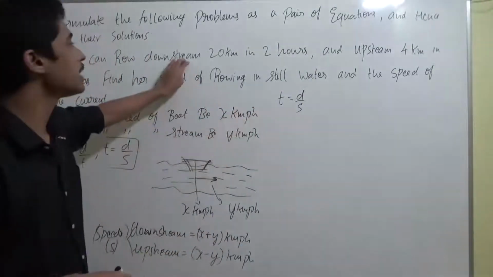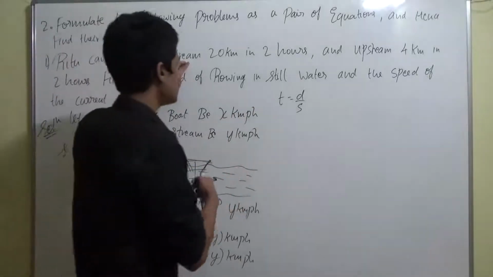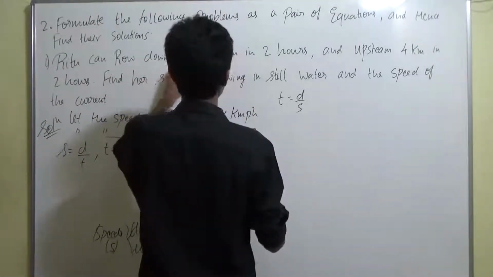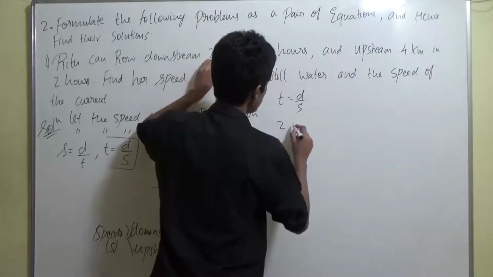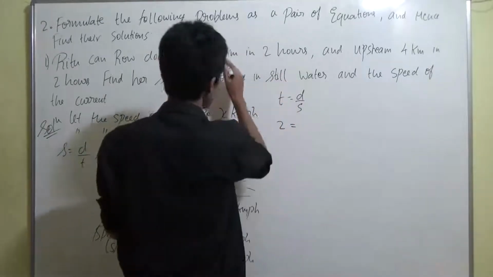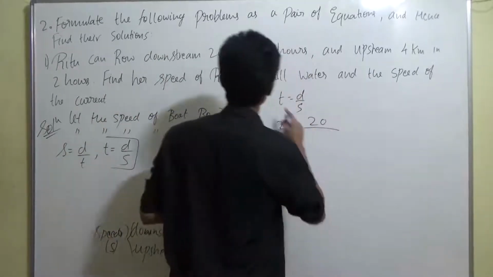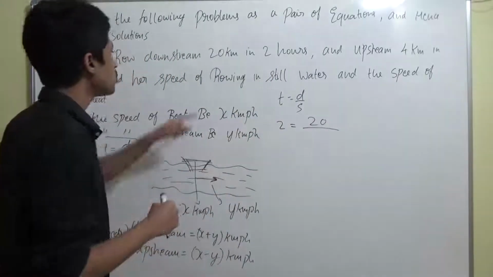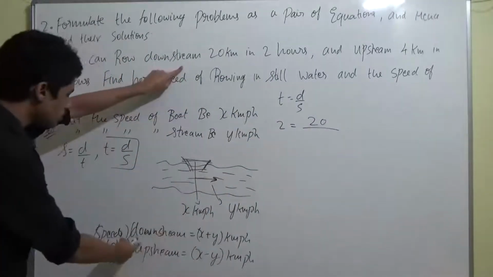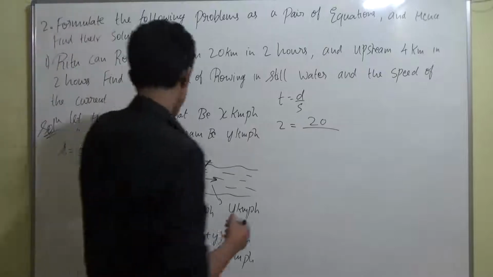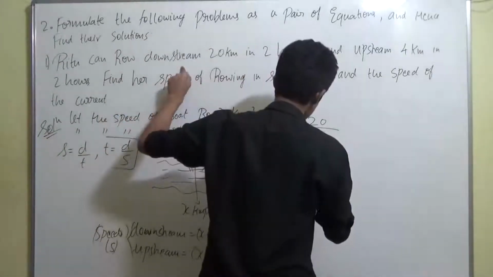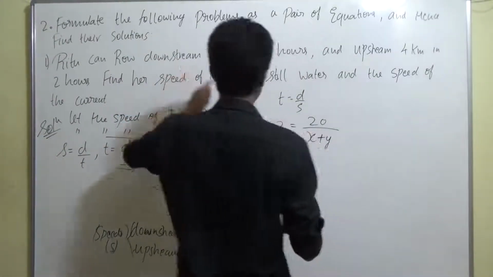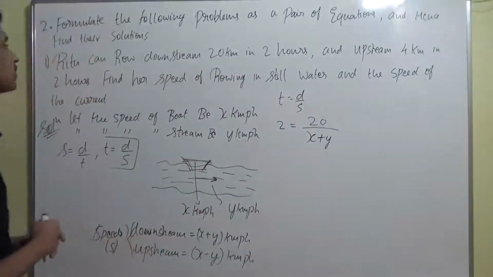Now from the first statement, let's do the equation. They said 2 hours, correct? So time equals 2, equal to distance, which is 20 kilometers, by S. Now we have to find the speed. They said it is downstream. For downstream it is x plus y. Getting it, guys? This is your first equation.